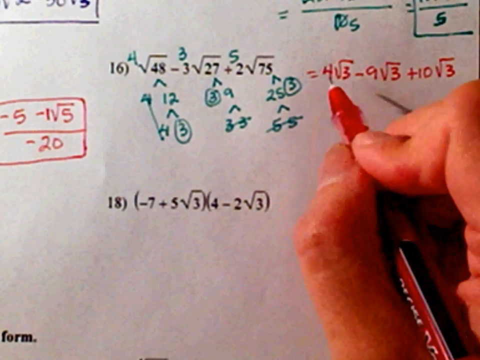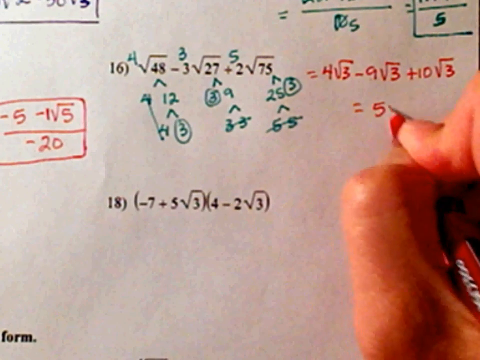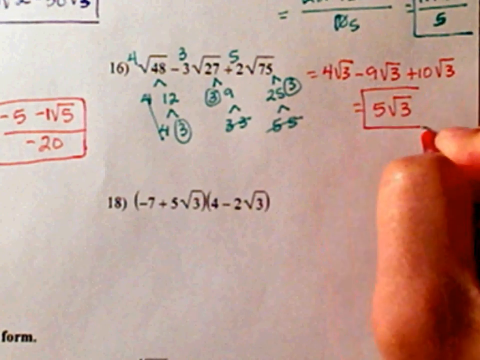4 minus 9 is negative 5. Negative 5 plus 10, that leaves you 5 square roots of 3. Okay.